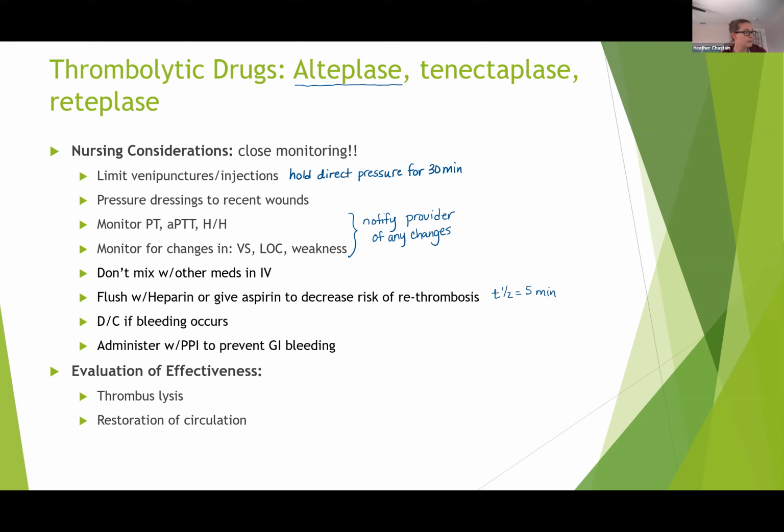Administer with a proton pump inhibitor to prevent GI bleeding, okay? And to evaluate effectiveness of the medication, we should have lysis of the thrombus, right? We should have breaking up of the clot, which would restore circulation, because the thrombus is no longer blocking that blood flow, right? So that's our ultimate goal.